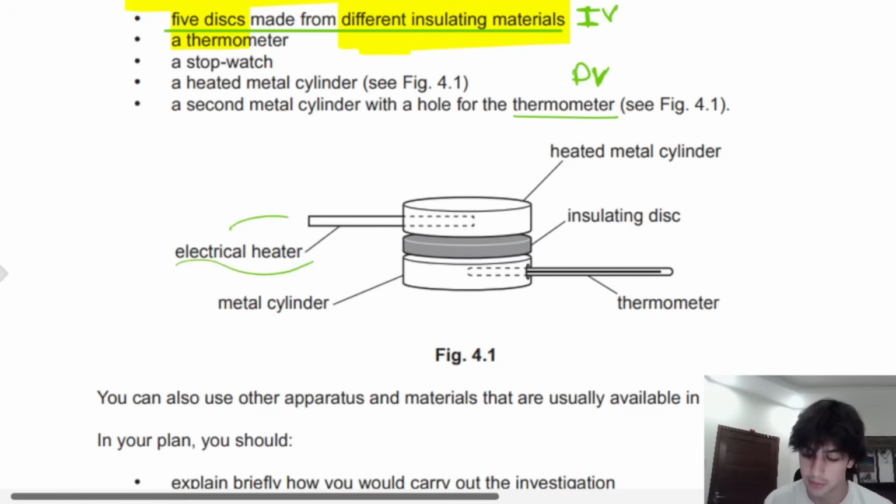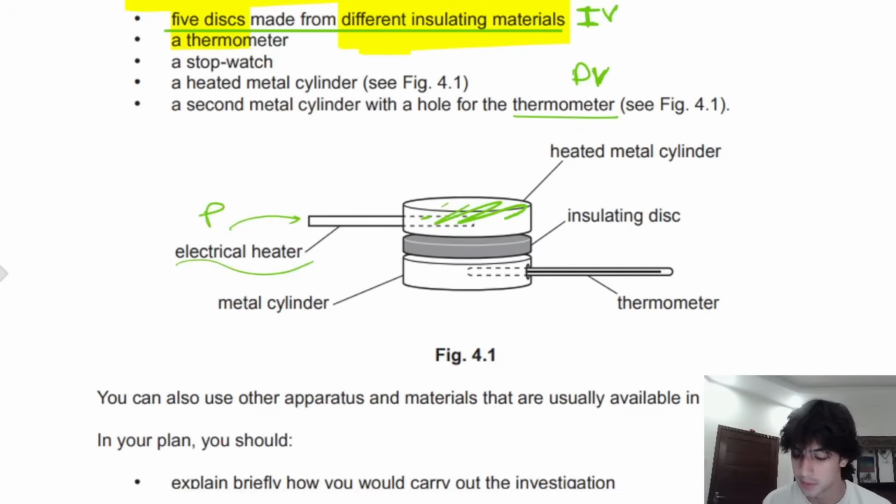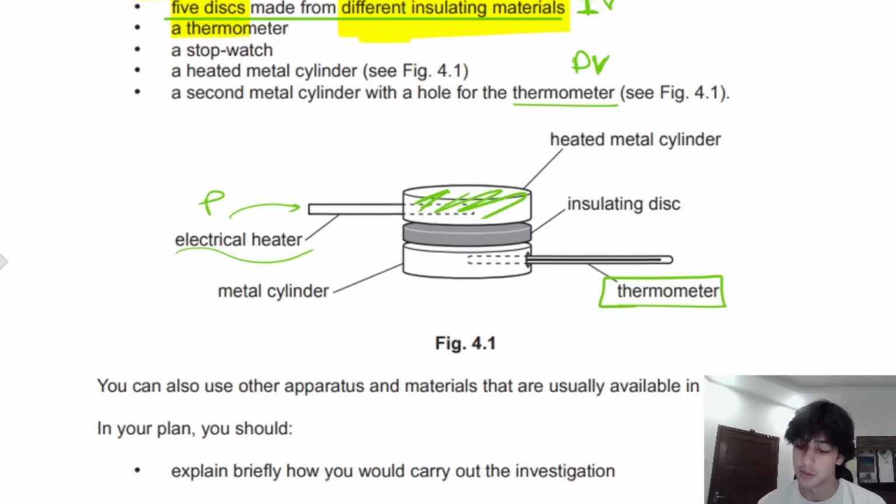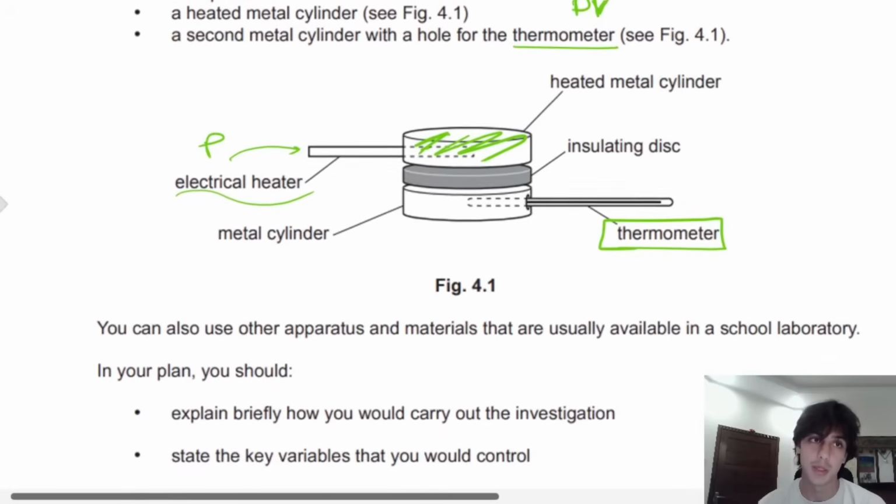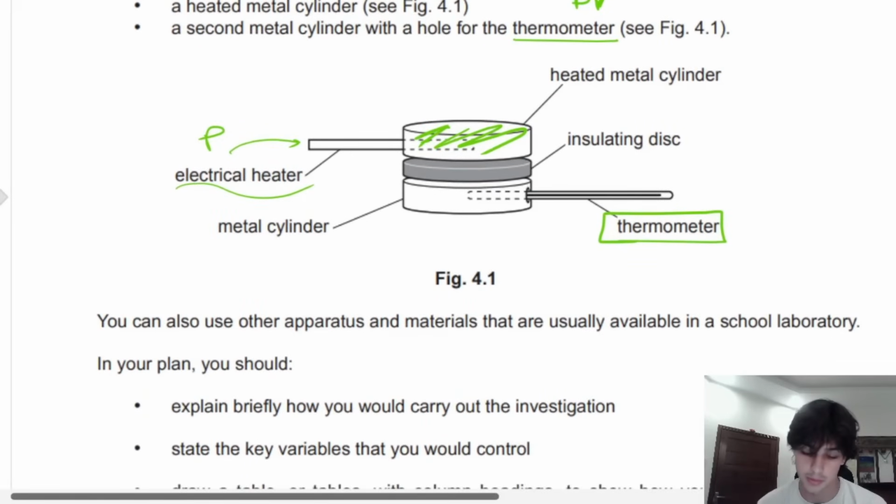So we're going to be plotting the electrical heater with power. This is going to heat this up. The insulating disc is going to heat up a bit. And this is going to be the metal cylinder that we're going to be measuring using the thermometer. So the main principle behind this is the greater the temperature change, that means the weaker the insulator, because an insulator is supposed to stop that.